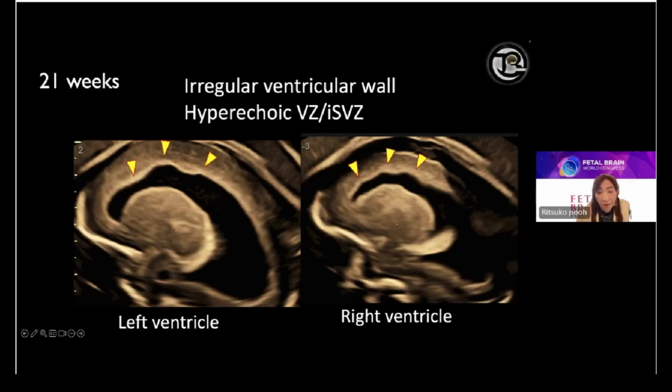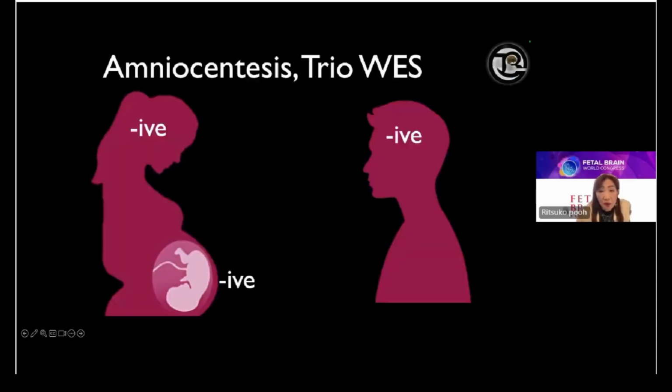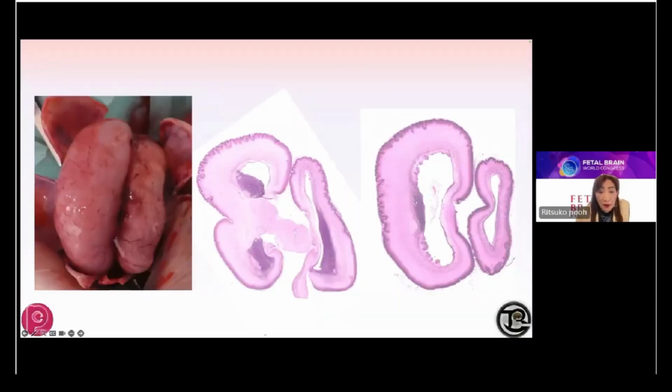So we did amniocentesis on the same day for trio-based exome sequencing, and 9 days later, we received results showing no pathogenic variants. Maternal blood, paternal blood, and the amniotic fluid all tested negative. And this presented us with a diagnostic puzzle. But eventually, they terminated the pregnancy, and here you can see the histology findings after the autopsy.